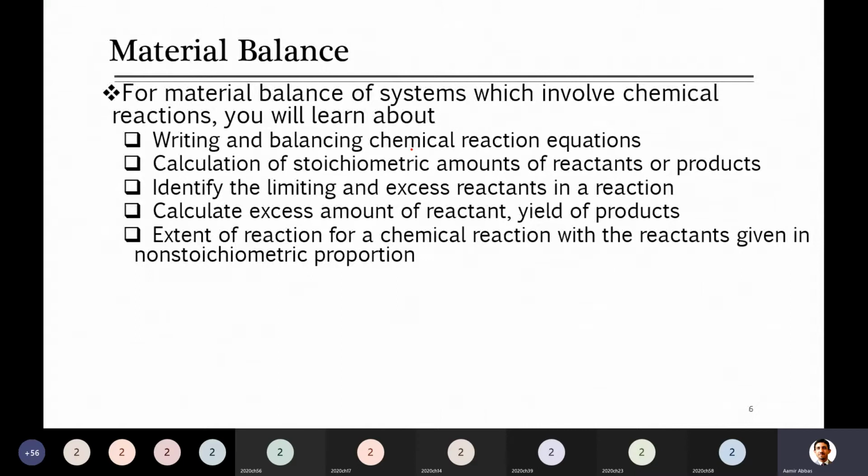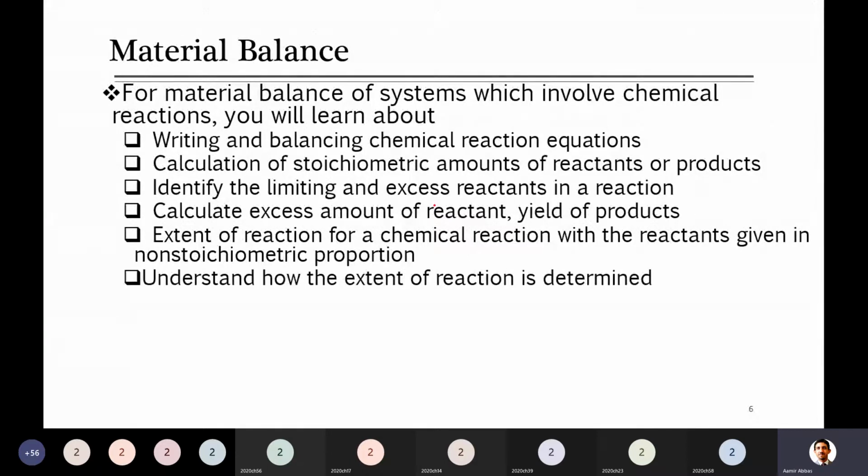Then extent of reaction, that's something totally new for you. For a reaction, when the reactants provided are not in a stoichiometric ratio, or they are in a non-stoichiometric ratio, we will look at this. When they are not in stoichiometric ratio, then what to do? You have to calculate the extent of reaction. So how to determine the extent of reaction? We have to understand this. We have to look at its formula.